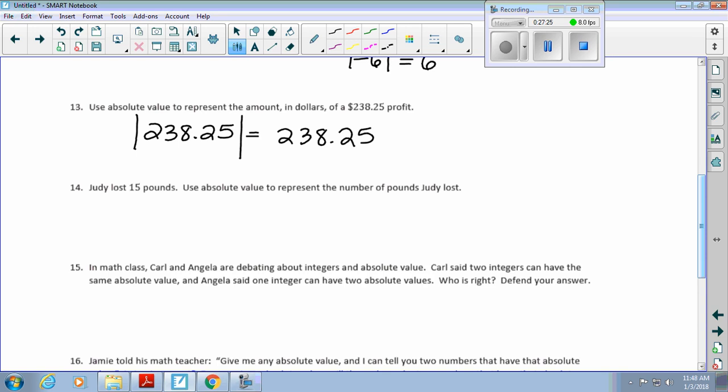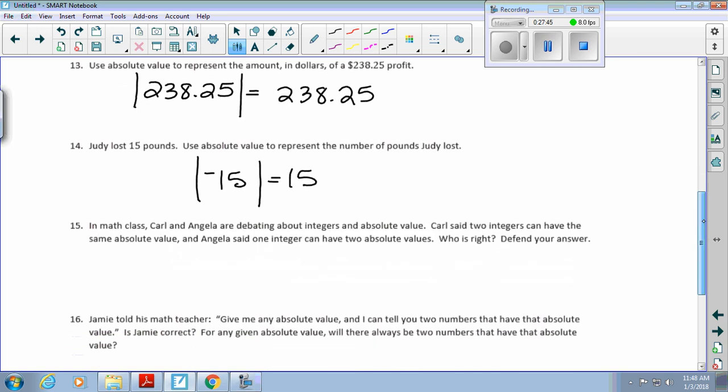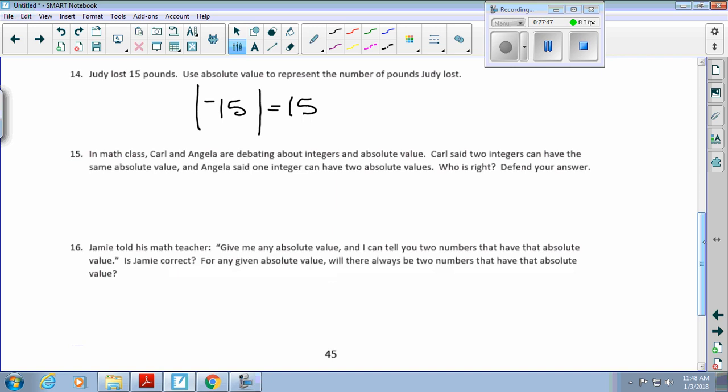All right. Judy lost 15 pounds. What's with all this weight loss? All right. Judy lost 15 pounds. So are we talking about a positive or negative here? Negative. So negative 15. What's the absolute value of negative 15? 15. Positive 15. Yep.